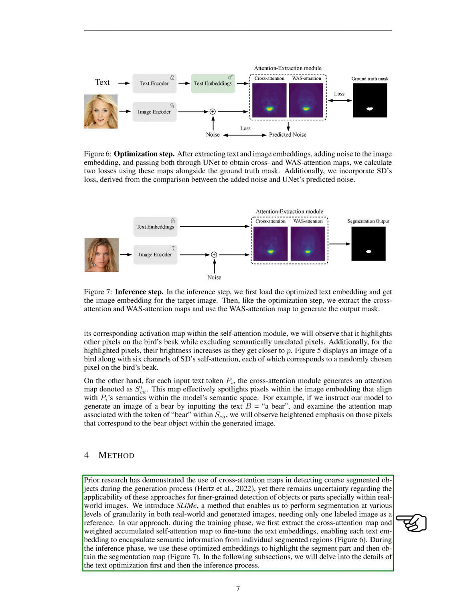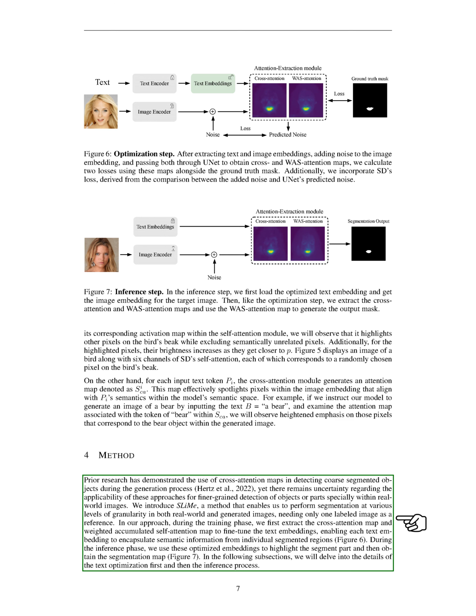During the training phase, we first extract a cross-attention map and a weighted accumulated self-attention map. These maps help us fine-tune the text embeddings, which are representations of the segmented regions in the image. Once these embeddings are optimized, we use them during the inference phase to highlight the segmented parts of the image and create a segmentation map. Let's delve into the details of how we optimize the text embeddings.